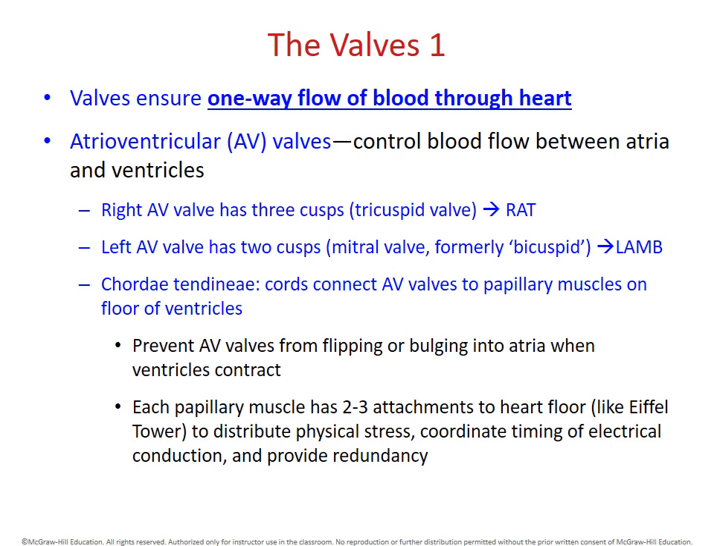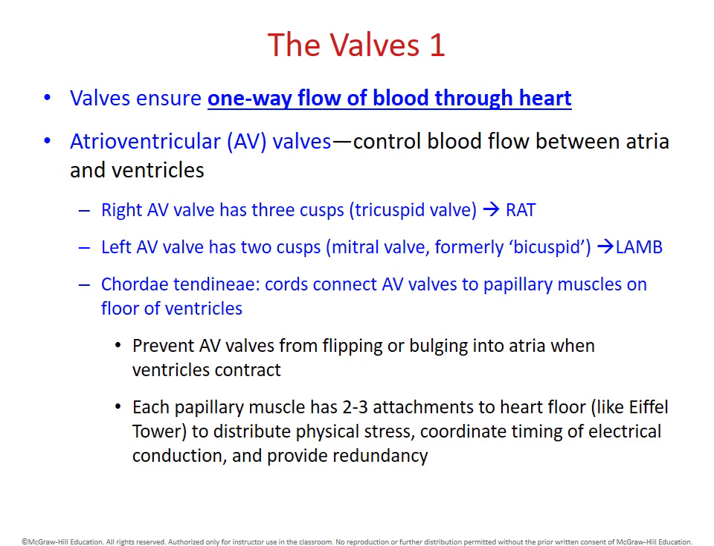The left side is only going to have 2 cusps. That one goes by either the name bicuspid or mitral valve. So you have a few options. On the right, you have your tricuspid. On the left, you have your mitral or your bicuspid valve. Both of these will regulate movement from the atrium to the ventricle.